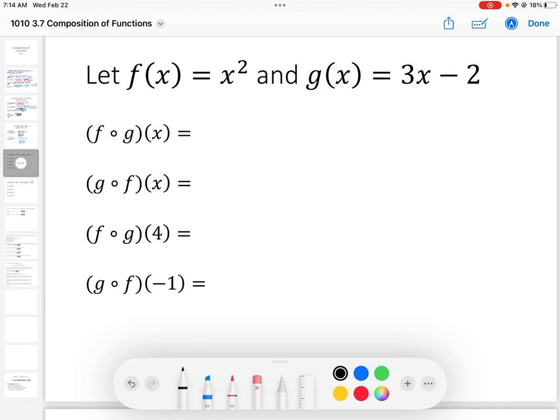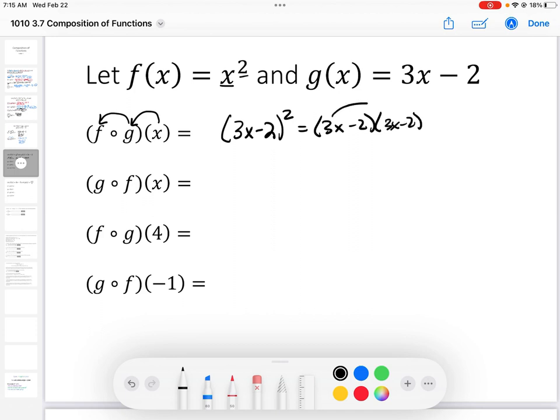Okay, so on this first one, I'm going to put x into g, which gives me an output of 3x minus 2. And then I'm going to take that and input that in for f. And if I input this in for f, f says to take the input and square it. So I'm going to square that binomial. And in order to simplify this, I would write this out as 3x minus 2 times 3x minus 2.